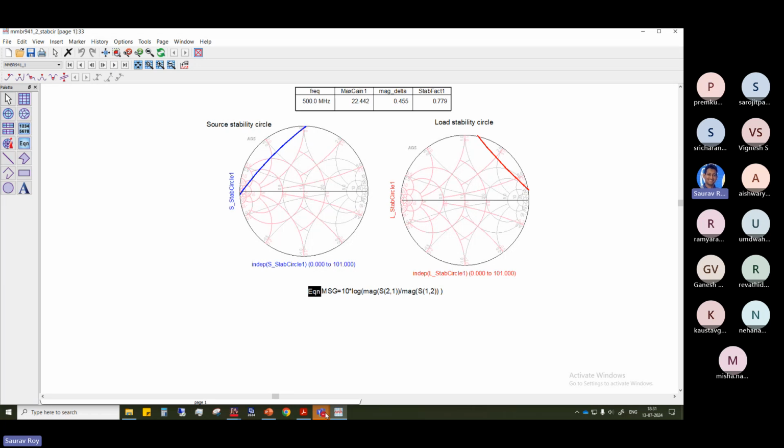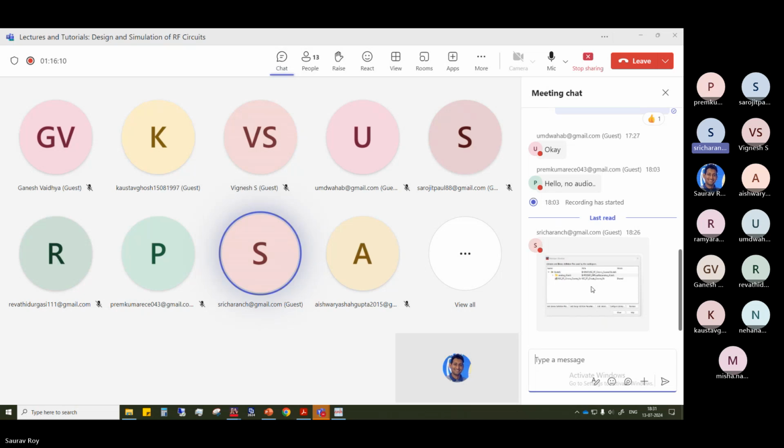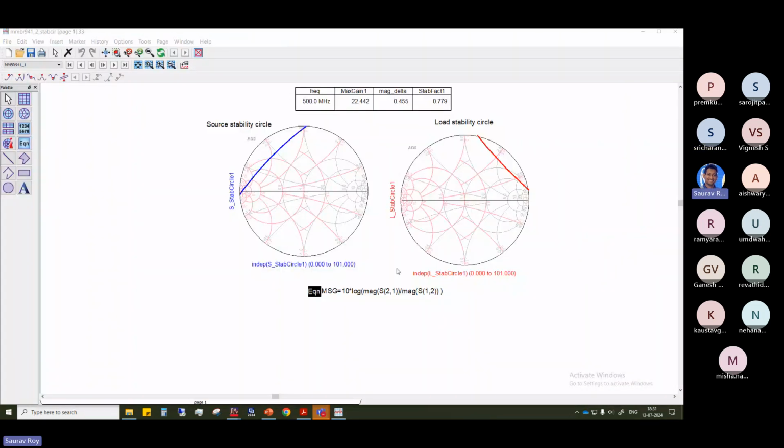I hope you are with me. Means it is conditionally stable. It is conditionally stable. Exactly, it's right. So it's not unconditionally stable, it's conditionally stable. If you remember from our class, in both the load and source circles, they should actually be outside the Smith chart. Then only it will be unconditionally stable.